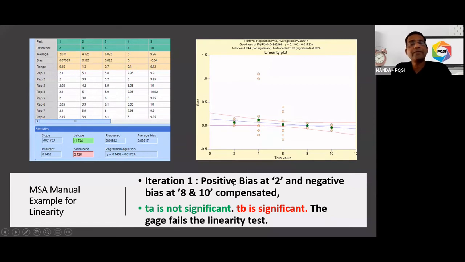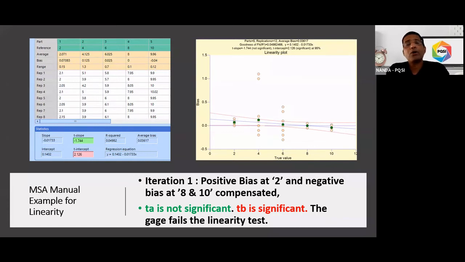And when we change those values, of course, in this case, I just changed the values because it was just the MSA manual examples. But in reality, we actually work on the gauge. We call the service technician to say, hey guys, why don't you reduce the bias at 2 units? I know, but there's a positive bias. That's what I'm getting. So reduce it. And at the 10 units, there is a negative bias, so increase it.